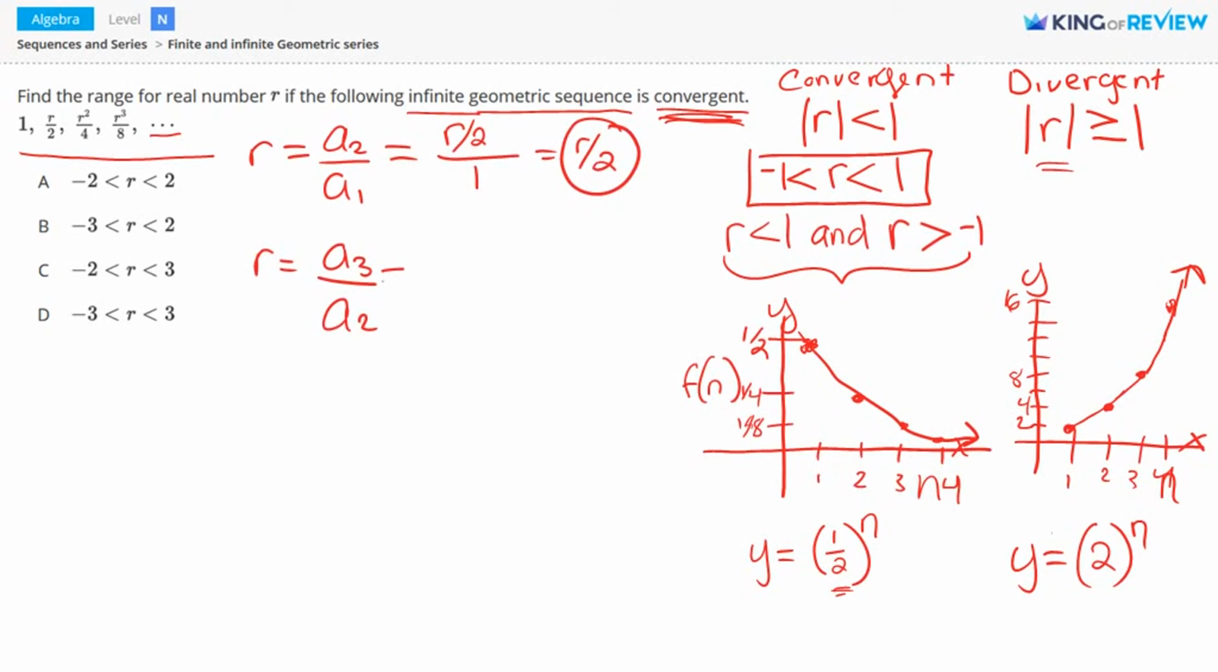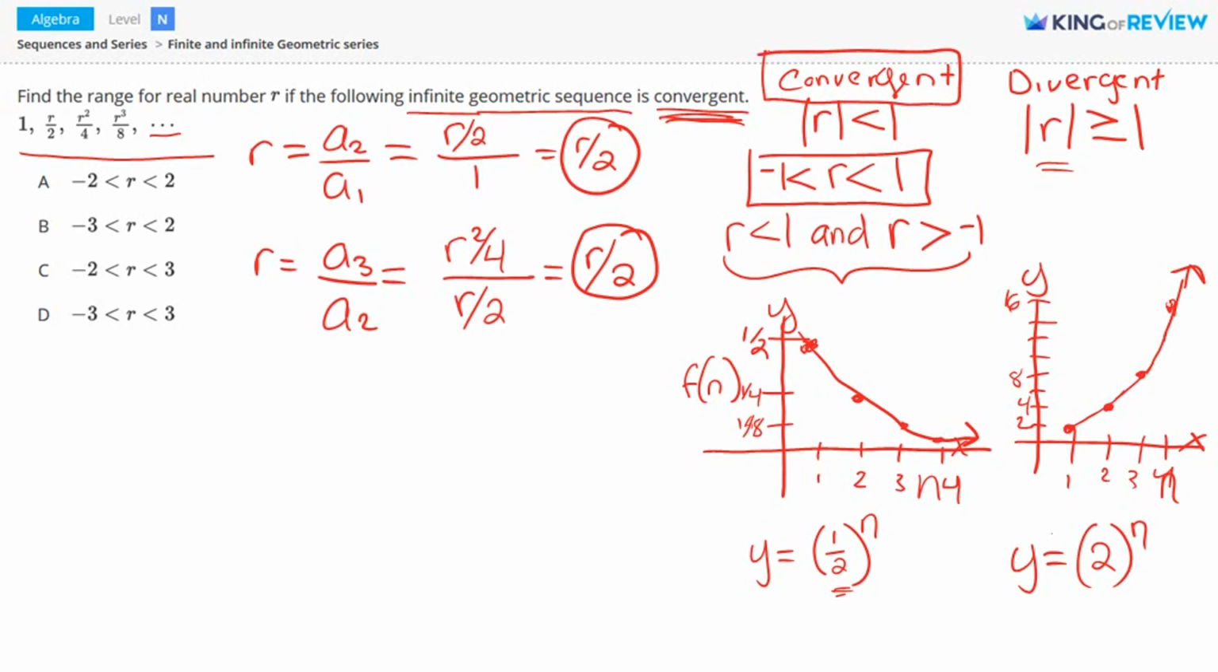Let's see what value we get here. a3 over a2. a3 is r squared over 4, and this is divided by r over 2. When you work this out, you get r over 2. So the common ratio is r over 2. Now remember, if we have a sequence that's convergent, then we will have a sum. But if it's divergent, there is no sum. And we were told that this is a convergent sequence here.